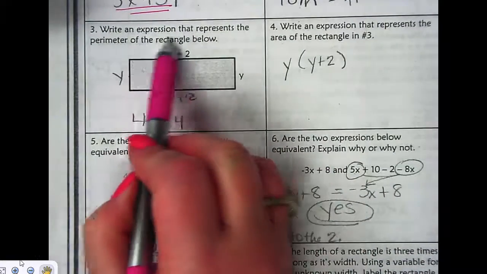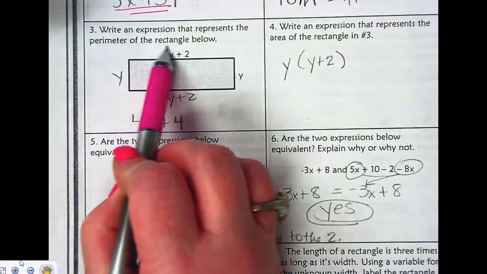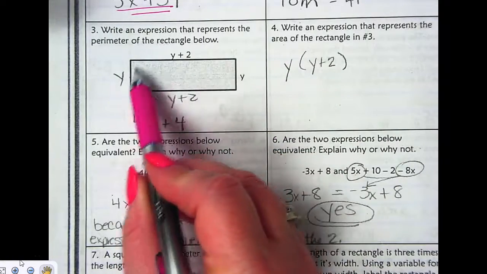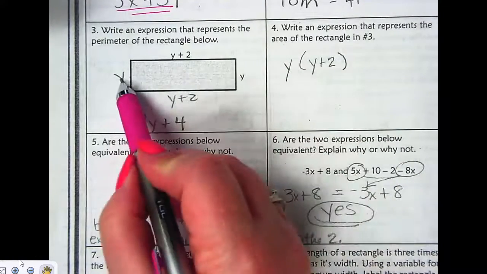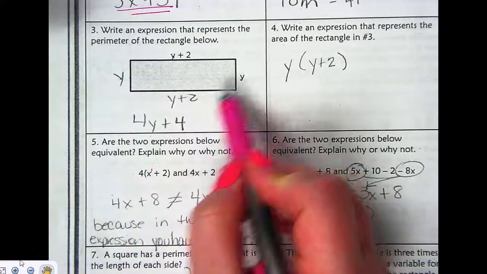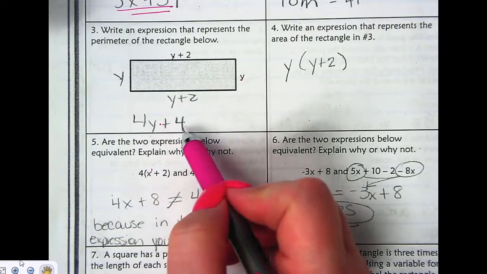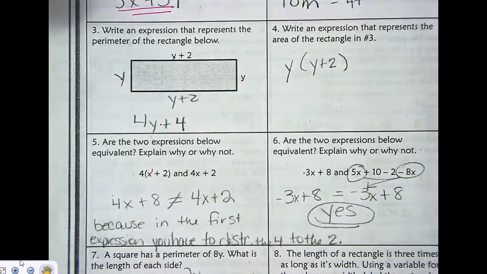Okay. All right. Write an expression that represents the perimeter of the rectangle below. So the perimeter means I'm adding the sides. So y plus another y plus another y plus another y is 4 y's. And then 2 plus 2 is 4. 4y plus 4.